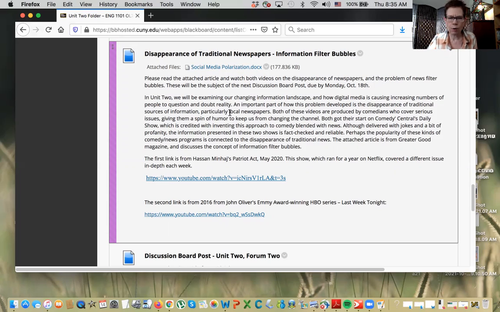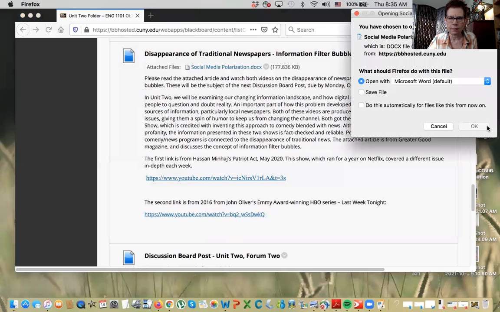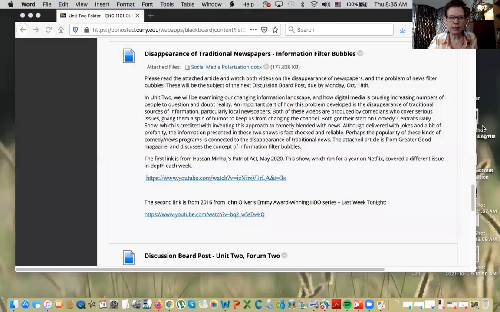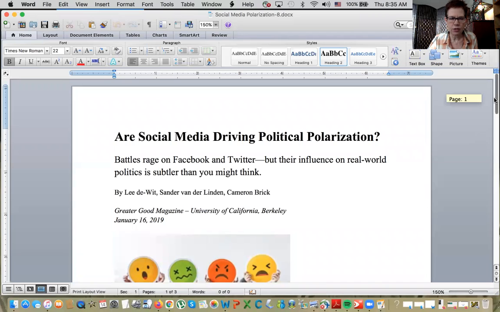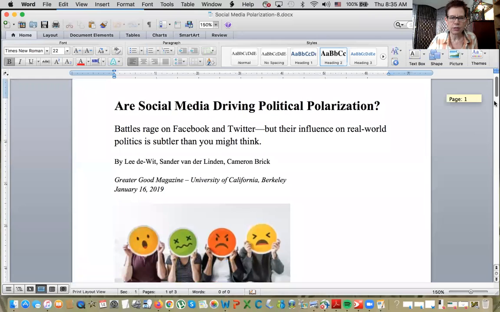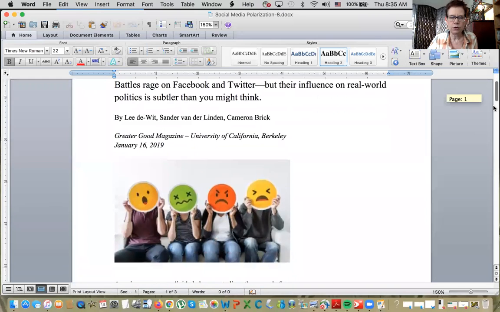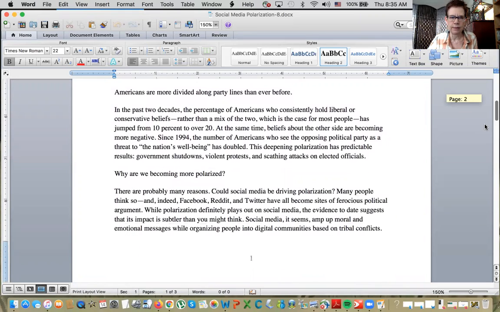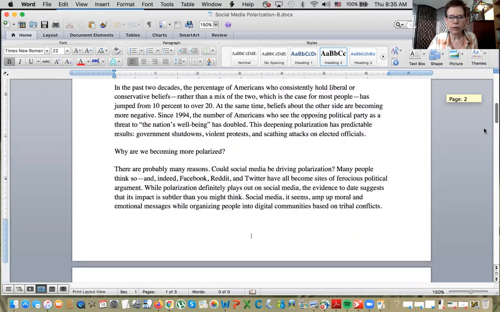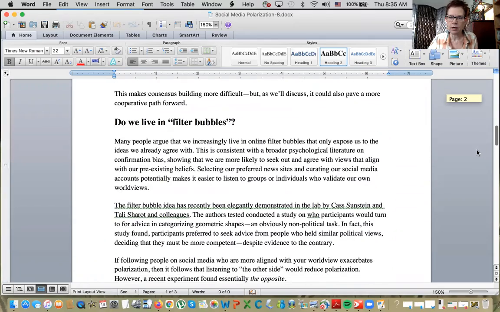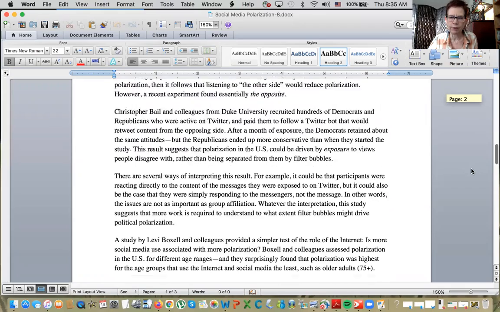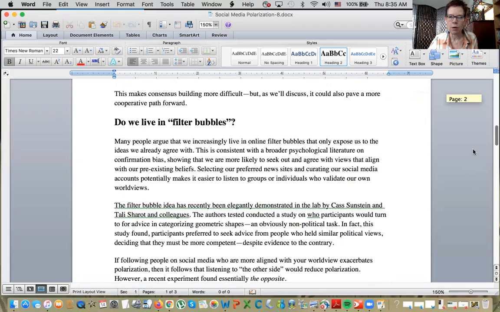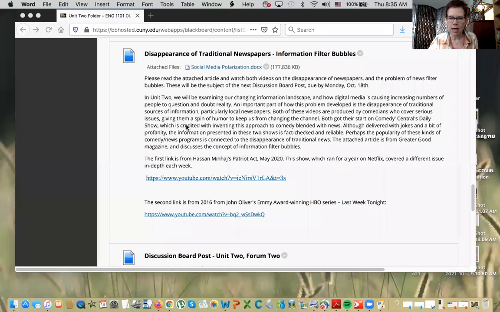So where we're going to start is this article here from Greater Good magazine. It's not terribly long, about 2.5 pages. The subject here is whether social media is causing us to be more politically divided, and we're going to look at how the platforms for information might actually be causing more political division. So that's the question that this article asks.